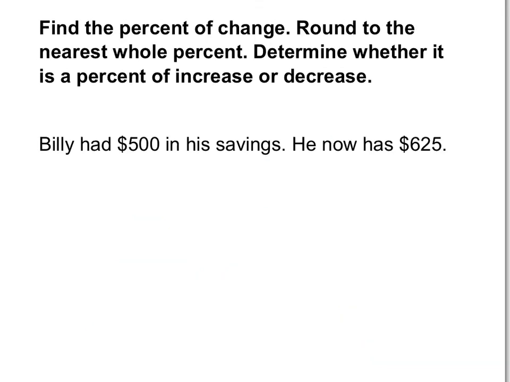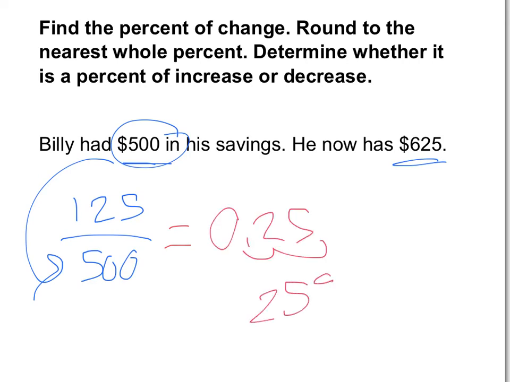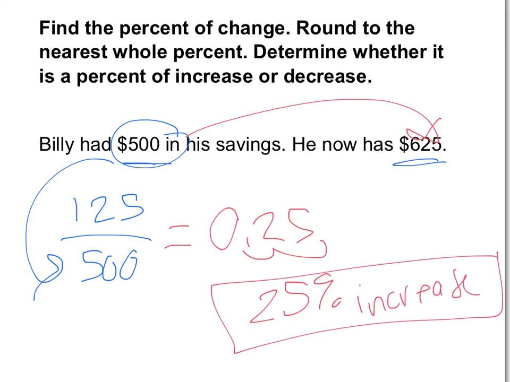Last one. Billy had $500 in his savings. He now has $625. So, what is the change from $500 to $625? 125. The original amount goes here. Go ahead and divide that. And we get 0.25. Decimal over 2 spots. So 25%. Increase or decrease? It's going up from 500 to 625. So your final answer, 25% increase.